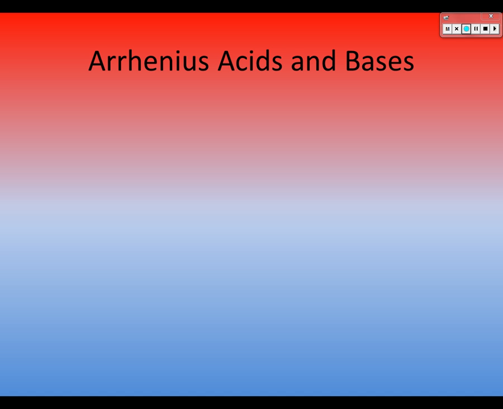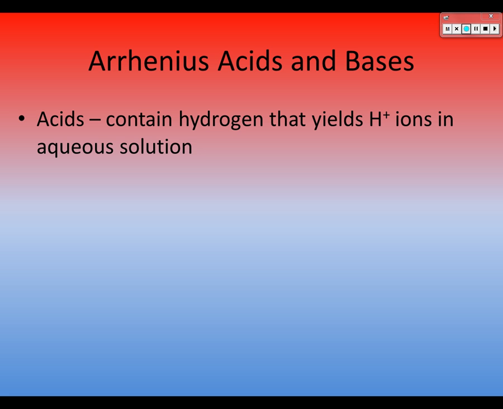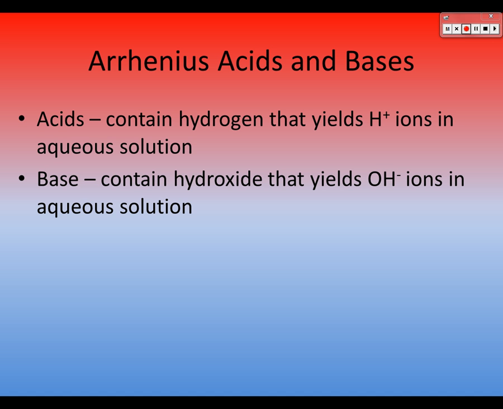There are different ways you can define acids and bases depending on how specific or general you want to be. Your book actually talks about three different ways. I'm going to focus on two here. The first is the Arrhenius definition. In this definition, acids contain hydrogen that yields H+ ions in aqueous solution, and bases contain hydroxide that yields OH- ions in aqueous solution. Pretty straightforward. If it's got a hydrogen that becomes H+ when dissolved in water, it's an acid. If it's got hydroxide, OH-, that becomes OH- ion in aqueous solution, it's a base.